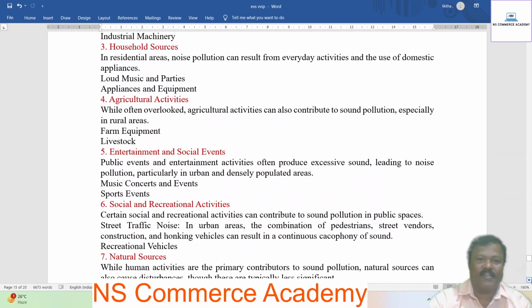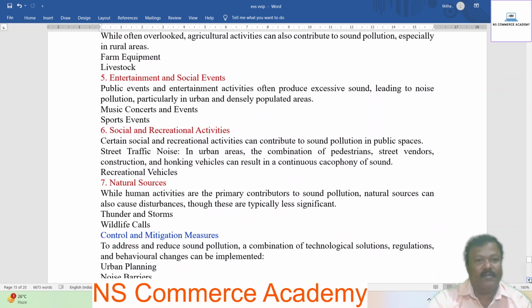While often overlooked, agricultural activities can also contribute to sound pollution, especially in rural areas. Farm equipment, livestock. Next, entertainment and social events. Public events and entertainment activities often produce excessive sounds, leading to noise pollution, particularly in urban and densely populated areas. Music concerts and events, sports events. Next, social and recreational activities. Certain social and recreational activities can contribute to sound pollution in public spaces.